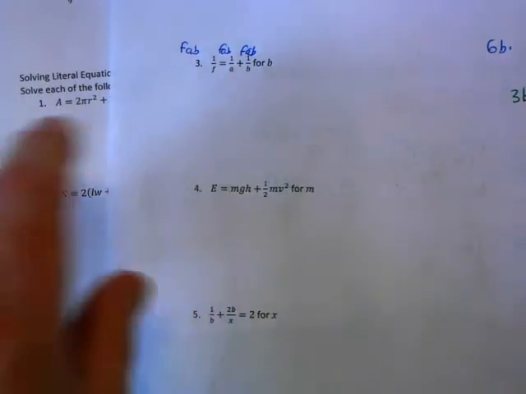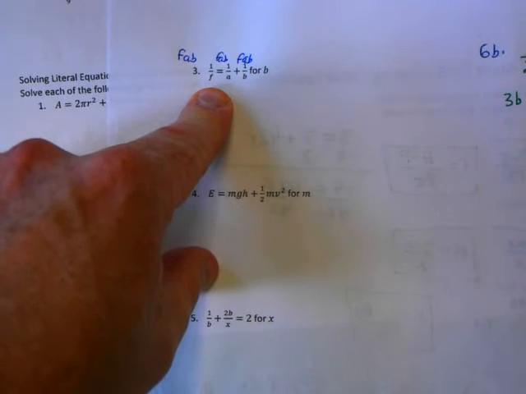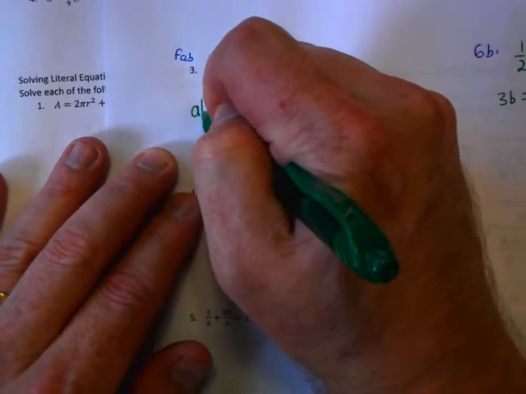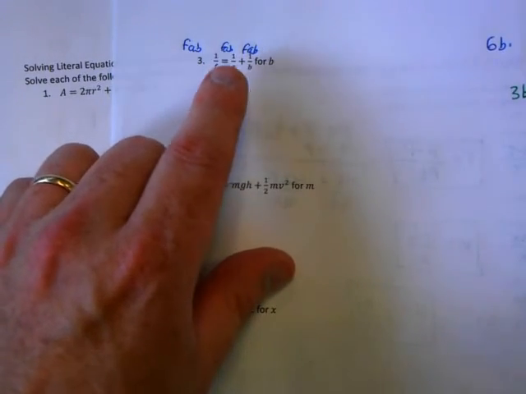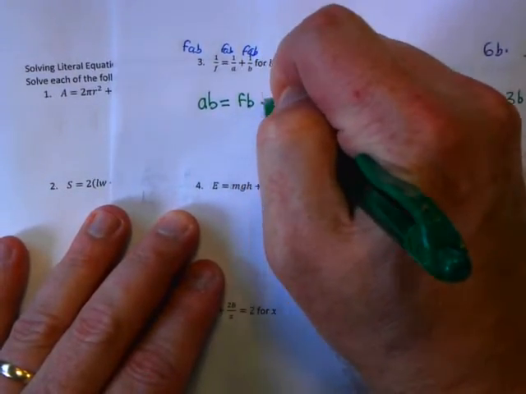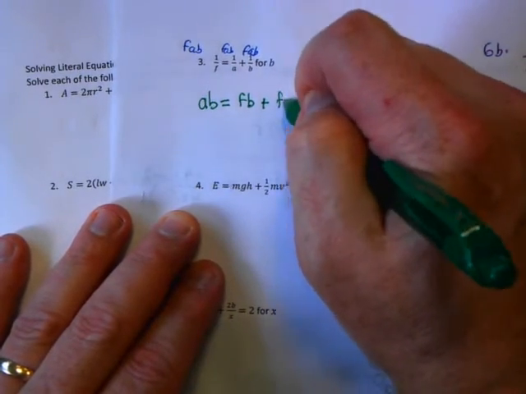What happens when I take the FAB and divide it by F? AB. The F's cancel out. AB equals. What happens when I take FAB and divide by A? I have FB plus FAB divided by B. FA. So notice what we did.